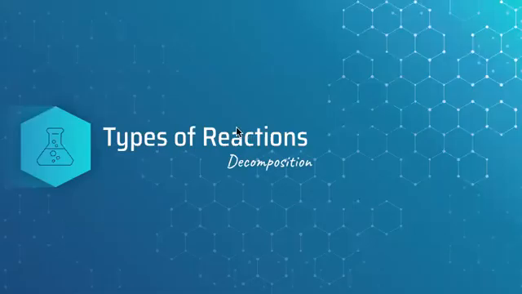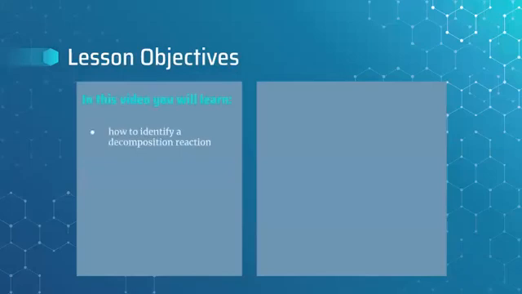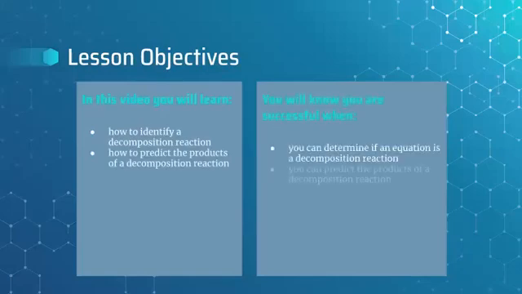All right, chemists, in this video, we're looking at the decomposition reaction. So in this video, you will learn how to identify a decomposition reaction and how to predict the products of that decomposition reaction. So you'll know you're successful when you can determine if an equation is a decomposition reaction and when you can predict its products.